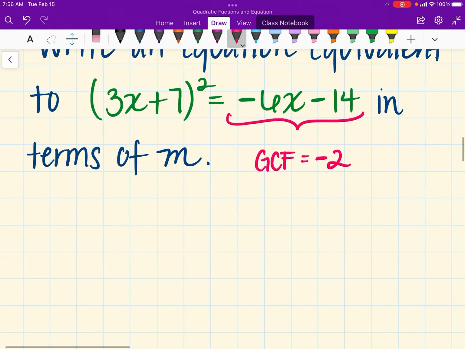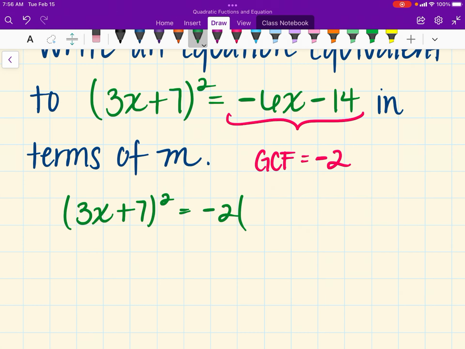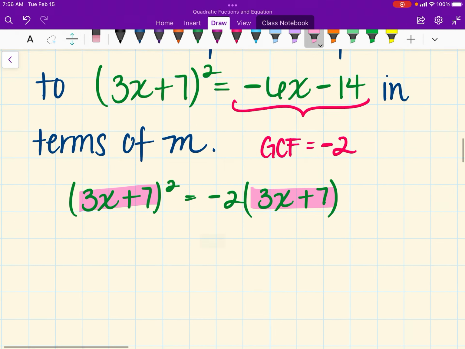So then on the bottom, I should have 3x plus 7 squared equals a negative 2, open parentheses. If I factor out a negative 2 from a negative 6x, I have 3x. And if I factor a negative 2 from a negative 14, I have a positive 7. Now, in this case, do you guys see anything that they share? And they do share the 3x plus 7 and 3x plus 7.